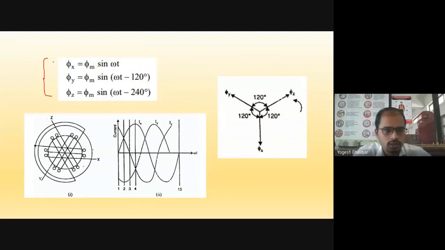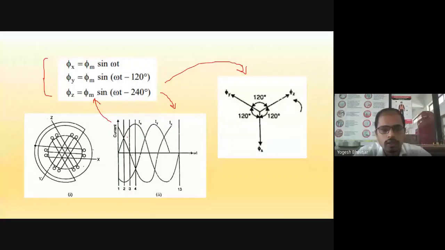For the reference phase X, we have considered X, Y, Z. For the reference phase, the magnitude of the flux is given by phi x equals phi m sin omega t, and for the next phase Y, phi y equals phi m sin (omega t minus 120 degrees), and for Z phase, phi z equals phi m sin (omega t minus 240 degrees). So for these, the waveform or the phasor diagram can be drawn, or from this waveform we can write these equations.